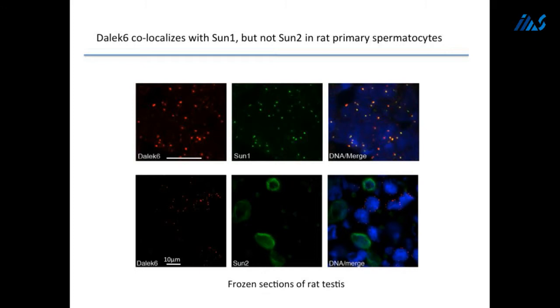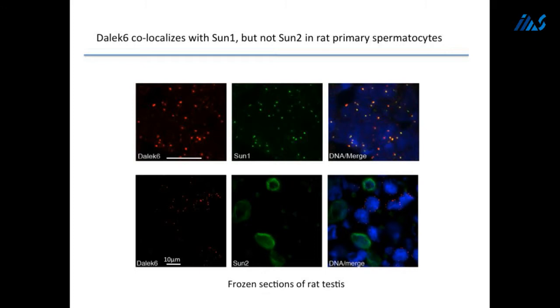Okay. So our prediction, of course, is that Dalek 6, or Dalek, would be this outer nuclear membrane KASH protein that's functioning as a link to telomeres in meiotic cells. So the mammalian version of what we heard about this morning, KMS1 in yeast and Zyg12 in C. elegans. Now, what SUN protein might it be associating with?